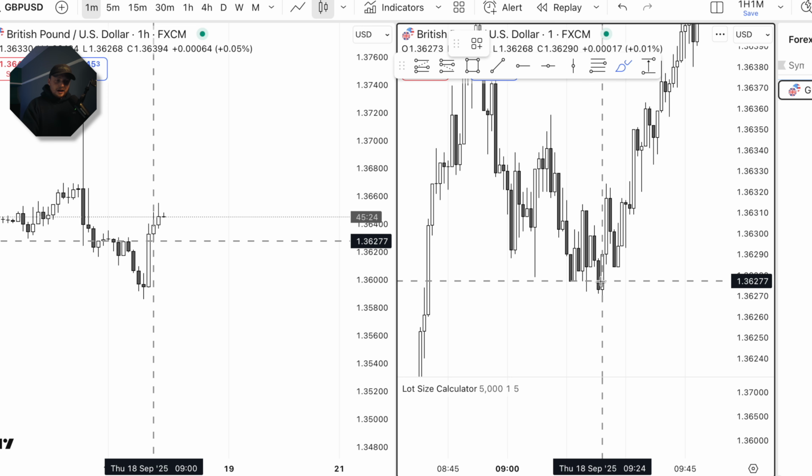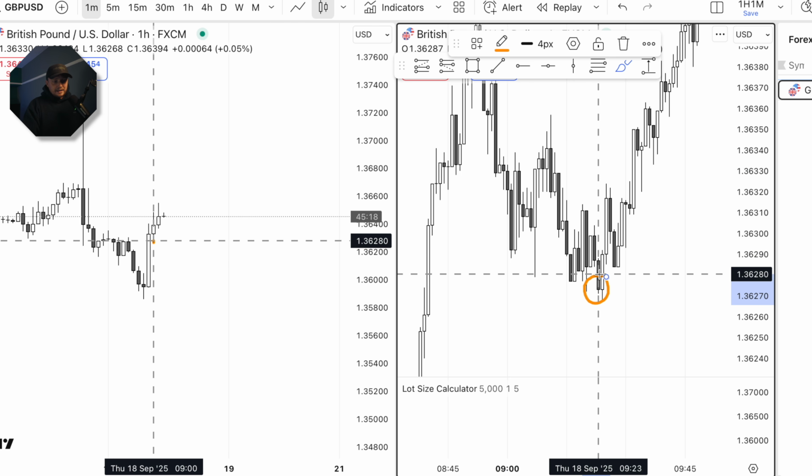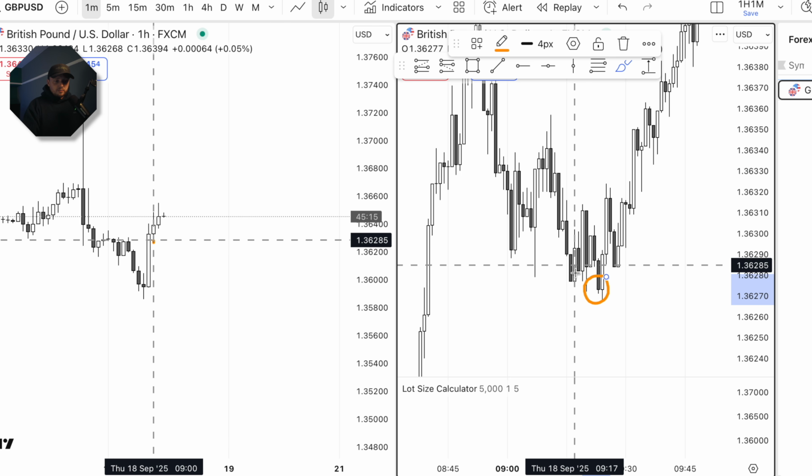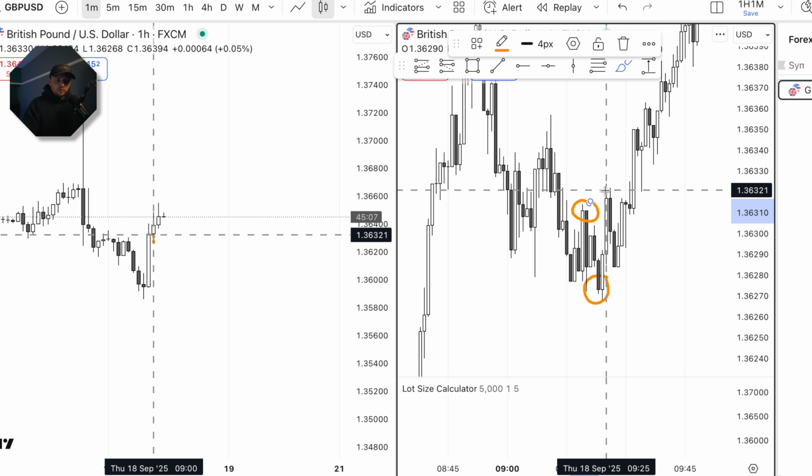Now if we look here at 9:23, price made its lowest point. So lower lows, lower highs. Here's the lower low, so the lowest point of this candle. We then came up and instead of respecting the previous lower high, we actually broke through it, which shows that potential shift into our direction.